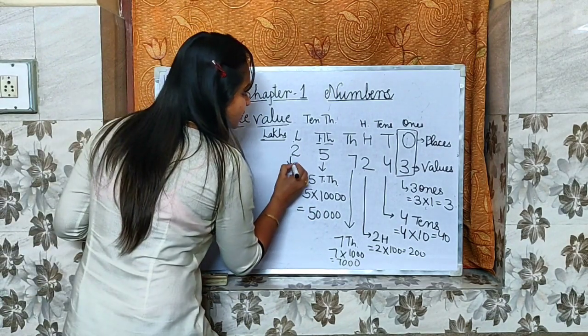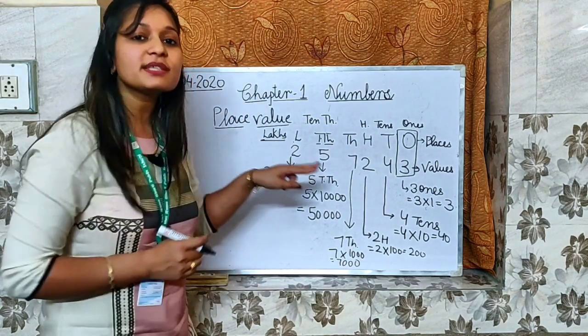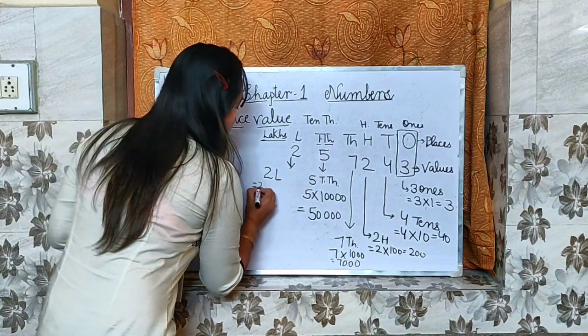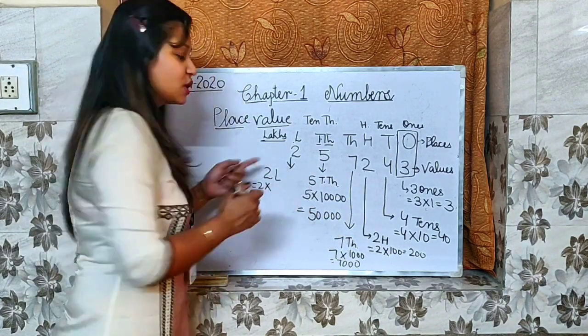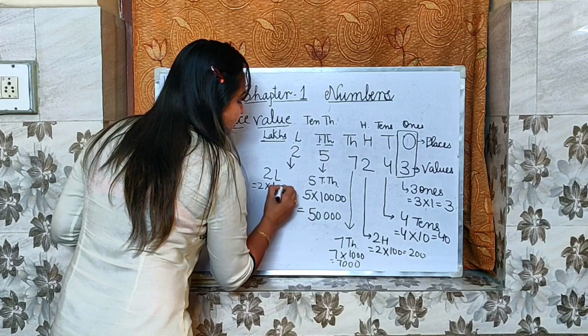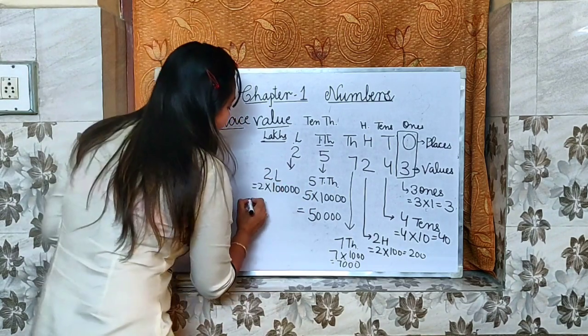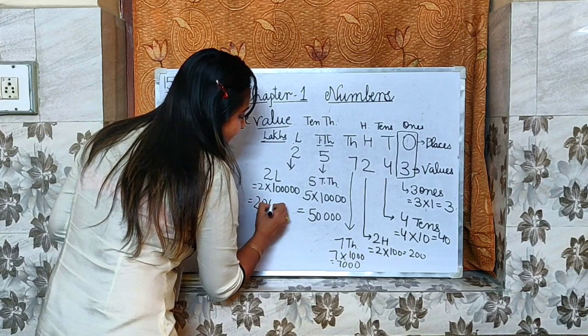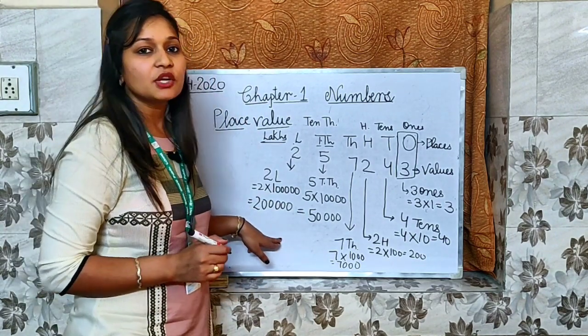Now moving on to next place value. 2L. How many zeros are there in lakh? So that we can multiply. Every time one zero is increasing. So in lakh also one zero will increase, and now it becomes 5 zeros here. So our answer is 2 lakh.